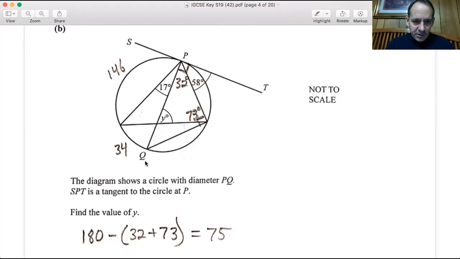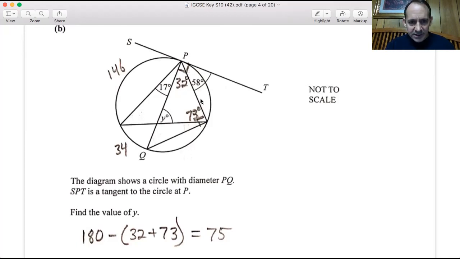Then, because QP is the diameter, half the circle is 180 degrees. So 180 minus 34 is 146. And now 146 is what this inscribed angle opens up to. This little angle over here, you follow it through right here, it's an inscribed angle, and it opens up to this arc, 146. So if we divide 146 by 2, we get the 73.